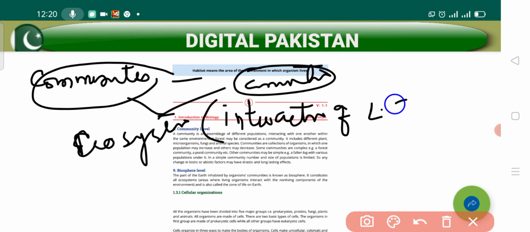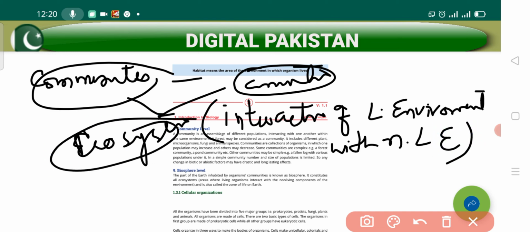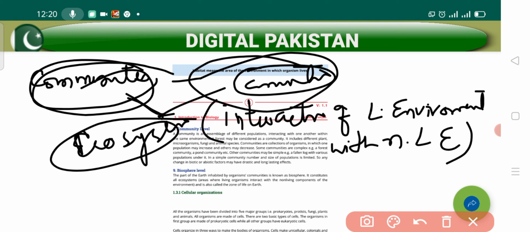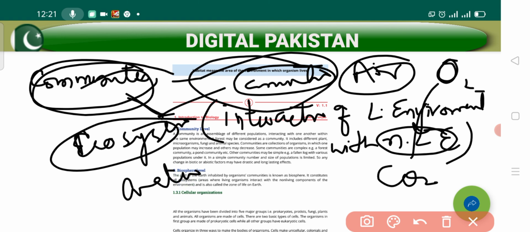Interaction of the living environment with the non-living environment is known as the ecosystem. So different communities, students, let's suppose the community of the forest, the community of the water, the community of the sea, they are interacting with each other. The air present in the community, you are also interacting with the air. You are taking in oxygen and removing out carbon dioxide. This is the interaction. You are also interacting with the non-living, like water. You are drinking the water, right? So this is the interaction.